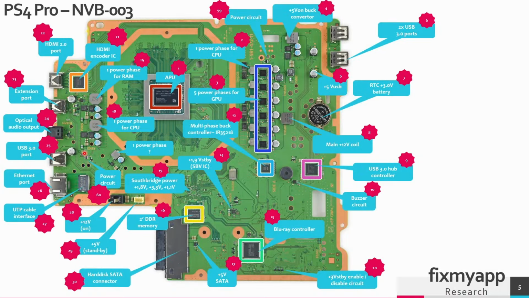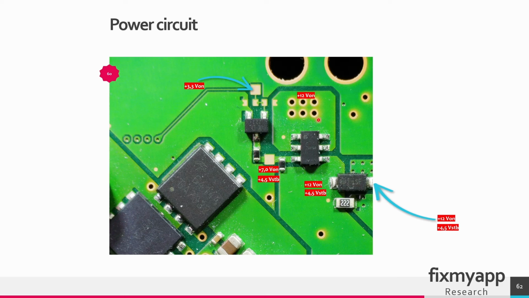In region 60 there is some power circuit. So this is the power circuit. I do not know exactly what it does. I think this is a diode. When you turn the console on you should find 3.3 volt on this pad, and 12 volts on this pad, and 7 volts on this pad, and on this pin you should find 12 volt. And on the other side of the diode you should also find 12 volt.